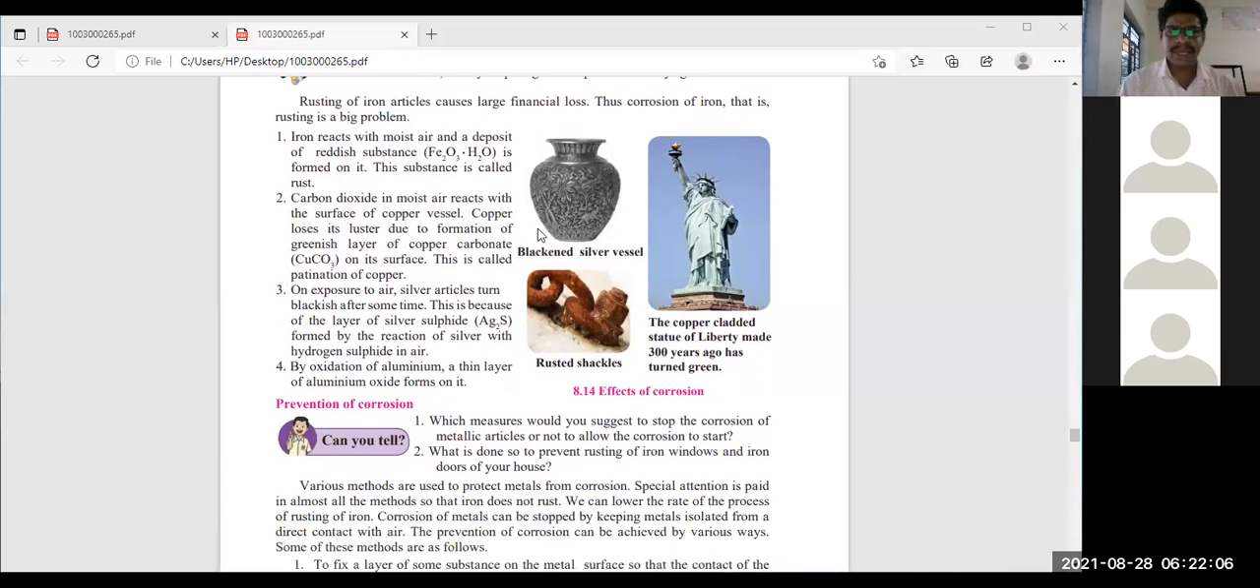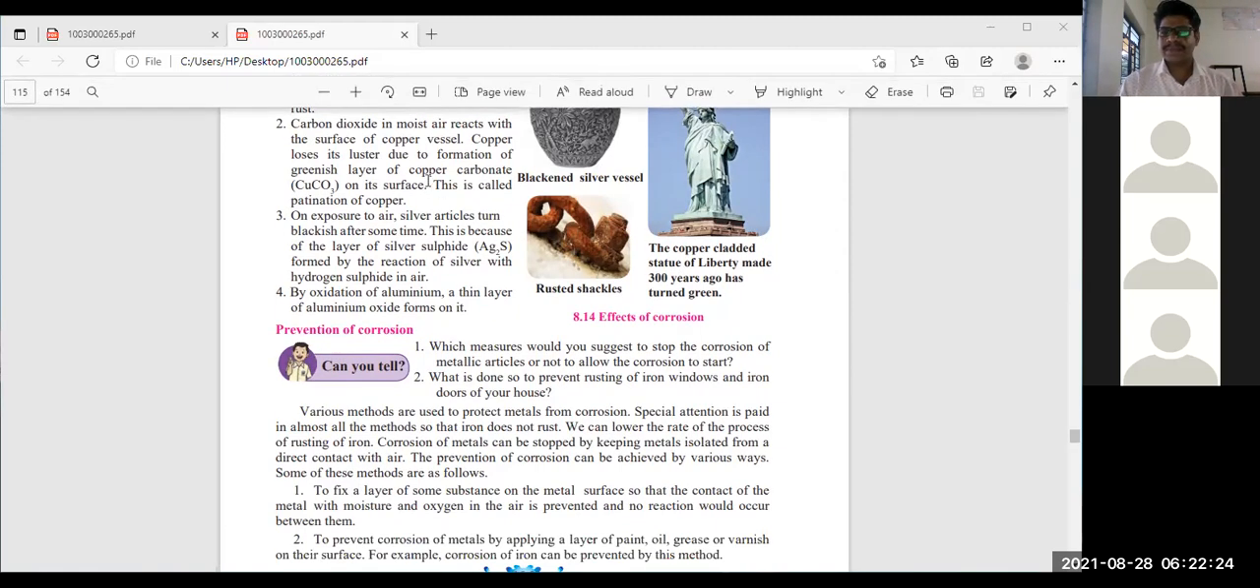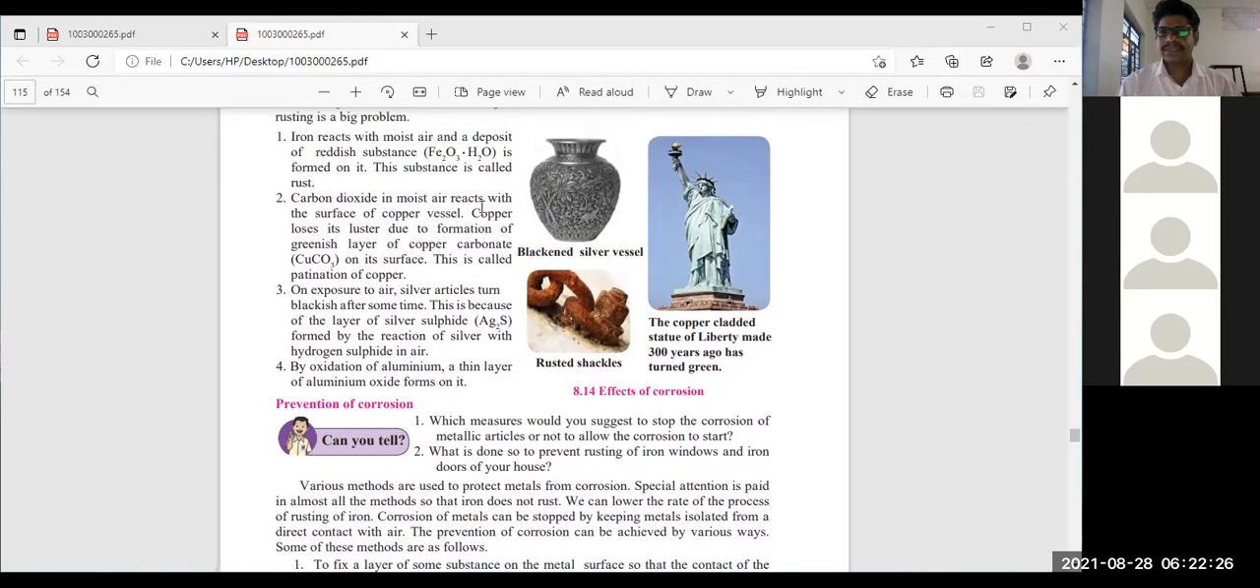Now what happens when carbon dioxide reacts with moist air? Copper loses its luster and forms a greenish layer, and this is called copper carbonate, that is CuCO3. This is called the patination of copper. What is the patination of copper? Remember, copper reacts with oxygen and carbon dioxide to form copper carbonate, and this is called the patination of copper.